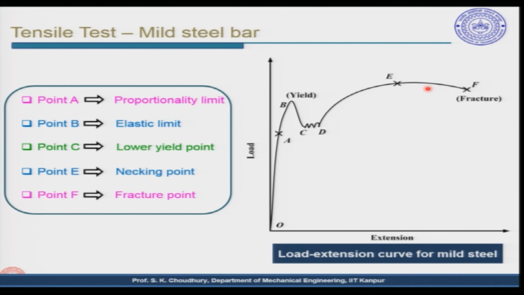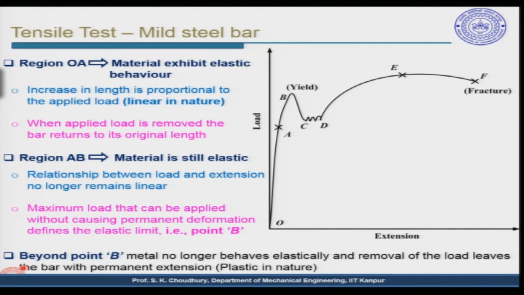Now, let us see the region OA, where the material exhibits elastic behavior, as I said, from O to A. Increase in length is proportional to the applied load, which is linear. All right. Now, from A to B, this linearity is lost. When the applied load is removed, the bar returns to the original position. I already told that. Now, region AB, the material is still elastic. The relationship between load and extension no longer remains linear, but the material is elastic. The maximum load that can be applied without causing permanent deformation defines the elastic limit, that is point B.